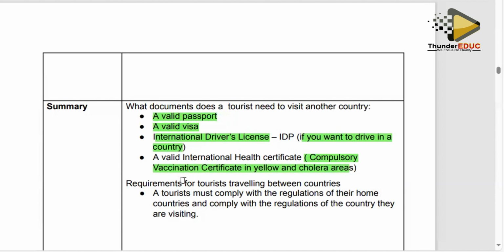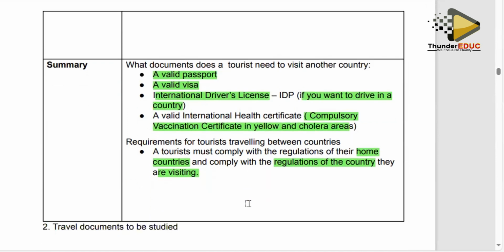Then the requirements are for tourists traveling between countries. A tourist must comply with the regulations of their home countries. So first, they must comply with the regulations of their home countries. That is the starting point. Then they should also comply with the regulations of a foreign country. So this applies home and abroad. So you start by complying with the regulations of the country which you are coming from. Then you are also supposed to comply with the regulations of the country you are visiting.